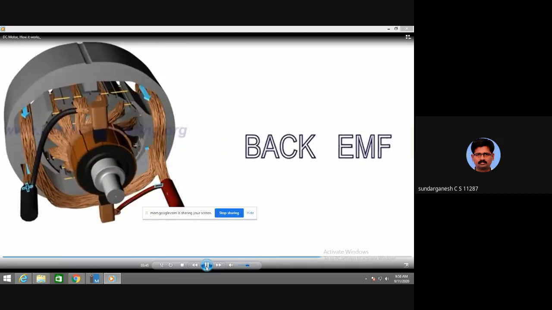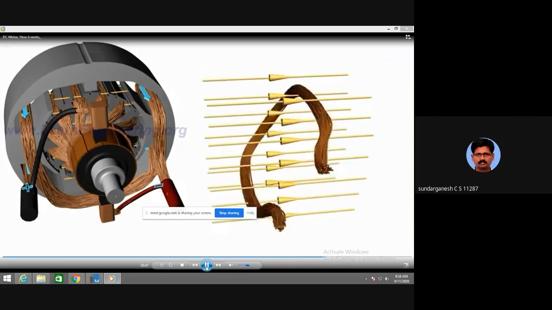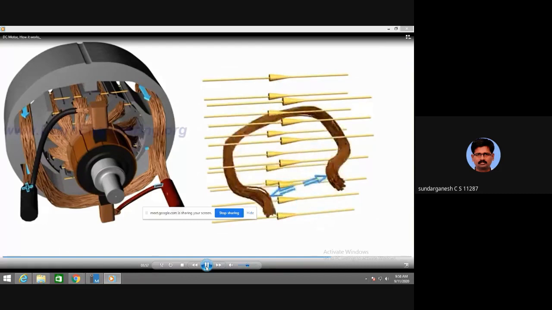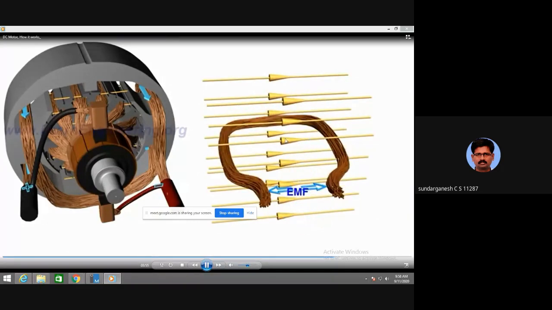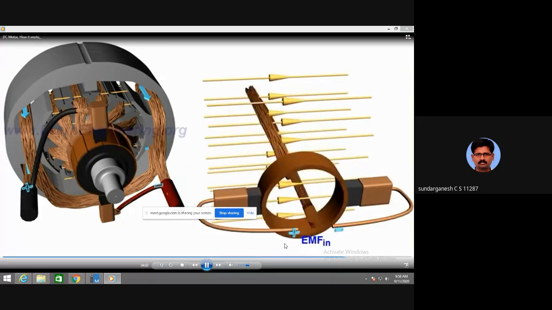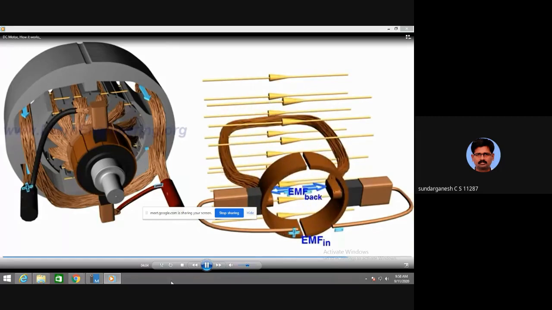We have already found that back EMF, Eb, is equal to V minus IR. Whenever the armature coil cuts the magnetic field, an EMF is produced. In this motor, the magnetic field is provided by an external DC supply. The armature EMF is also supplied by external voltage. Okay. This is known as EMF in.